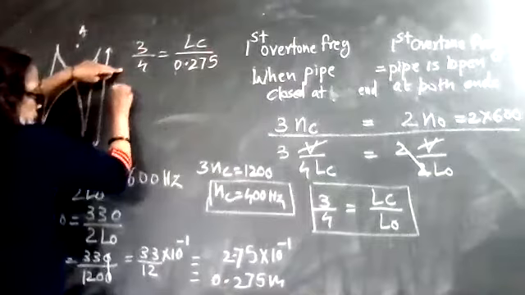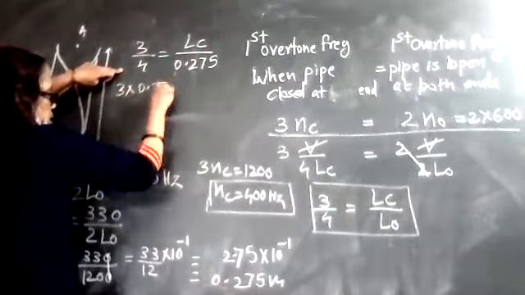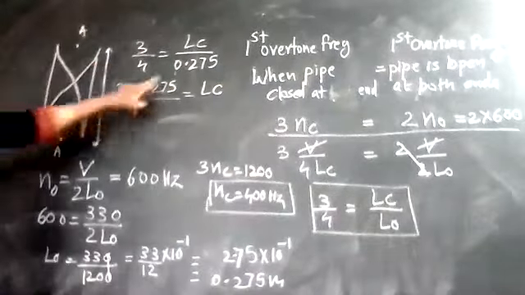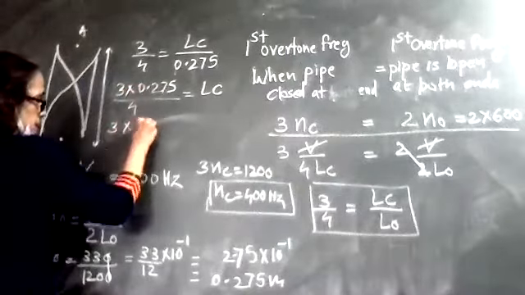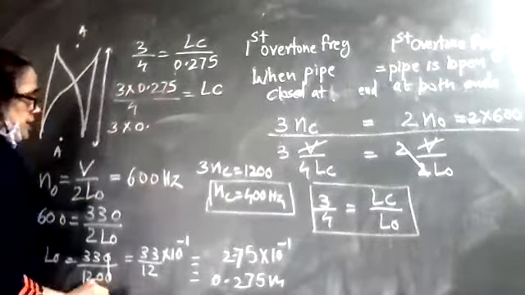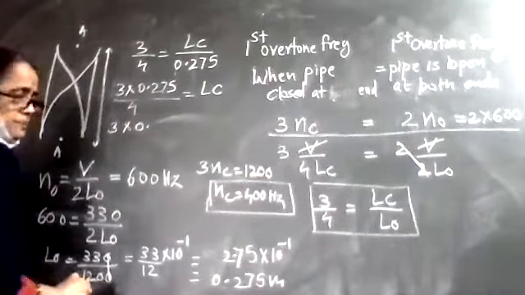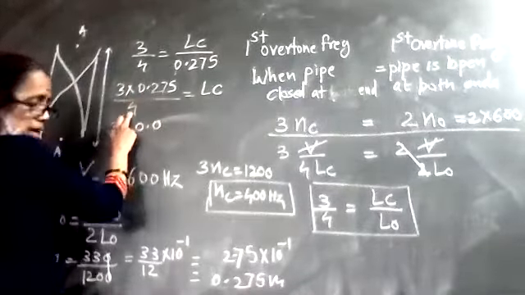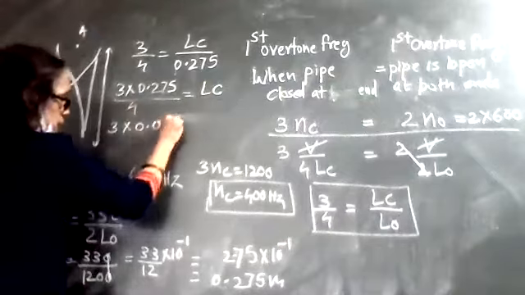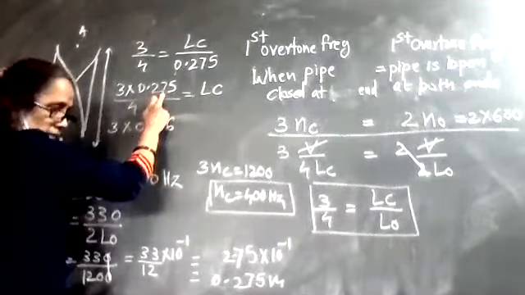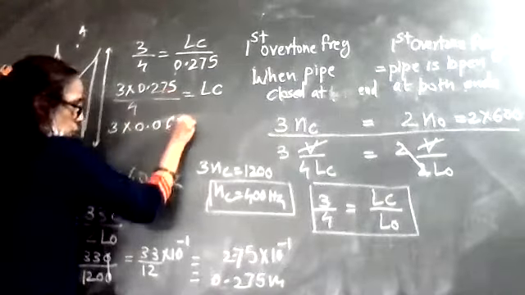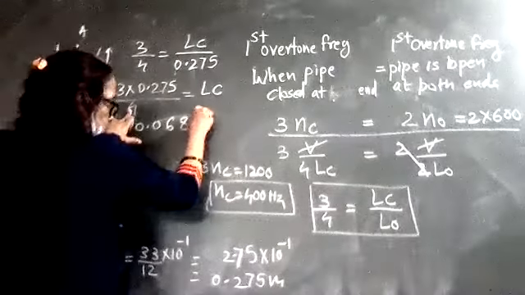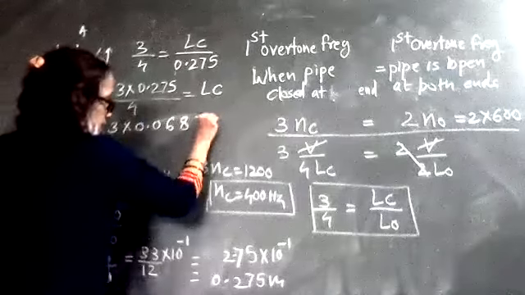0.275. So it will be 3 into 0.275 upon 4, which is nothing but LC. 3 is not divisible by 4, so 3 multiplied by 0. Now I will do the division by 4. I am getting 0, 2 is not divisible. 27 by 4: 4 6s are 24. Remaining is 3, so it becomes 35. 4 8s are 32. Again 3 is remaining. So 4 7s are 28, and then it is 5.